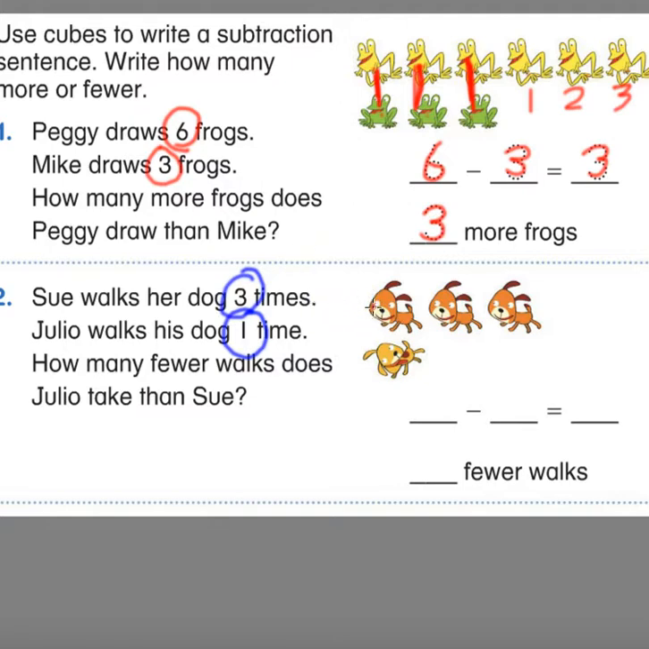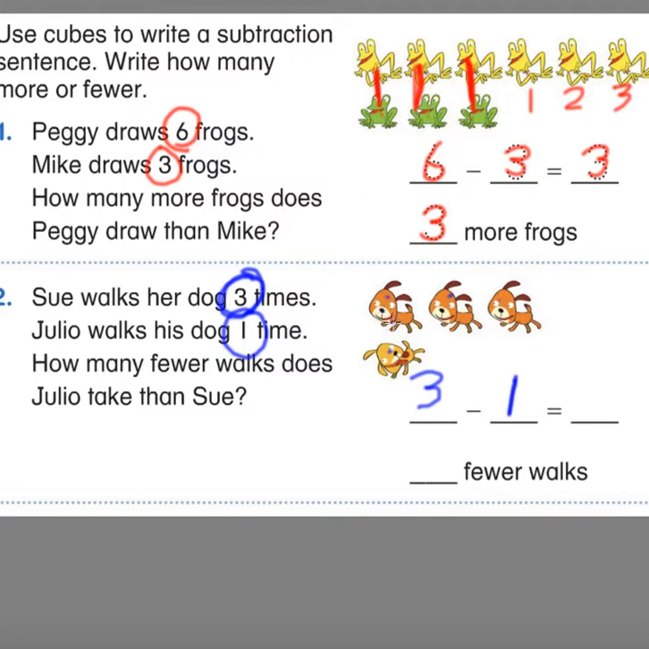So first we're going to look at the first row of dogs. We have 1, 2, and 3, just like this number we circled here, which was 3. So that's our big number. Let's write that first in our number sentence. Now let's look at our second row of dogs. Let's count them. 1. And that's the same number that we circled here, which is our second smaller number. So let's write 1.